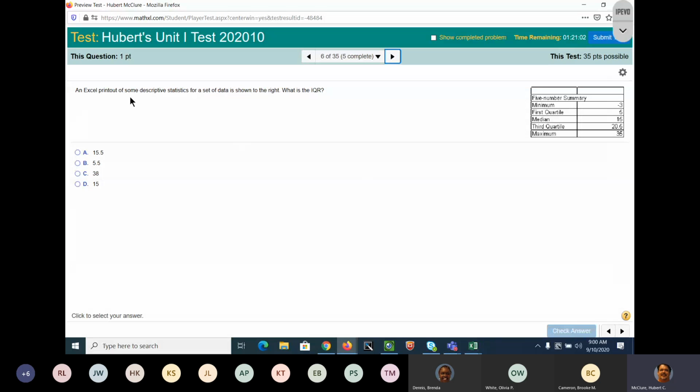An Excel printout of some descriptive statistics for a set of data is shown to the right. What is the IQR? So the IQR, the interquartile range, is the third minus the first. So 20.5 minus 5 is what? 15.5?